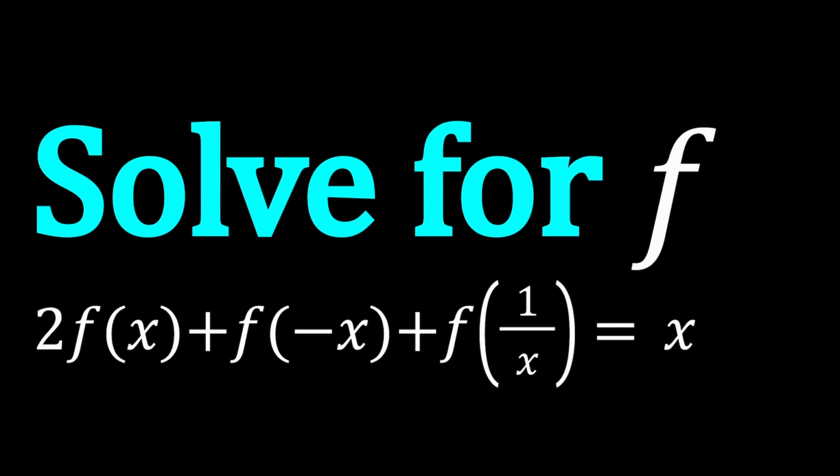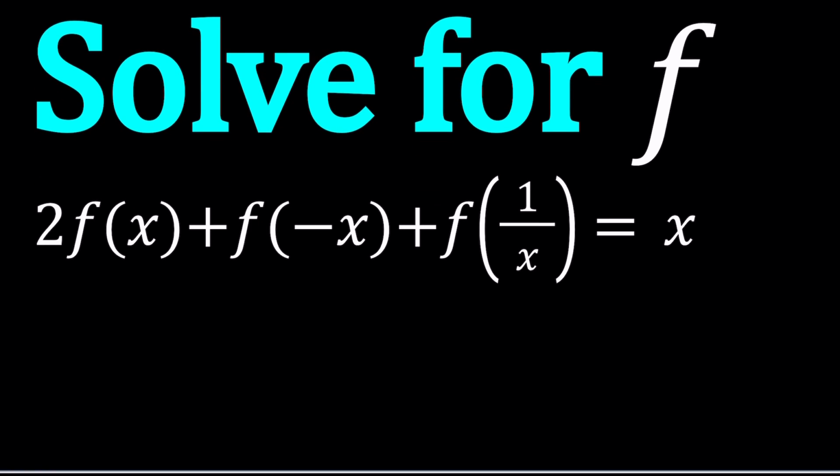Hello everyone. In this video we're going to be solving a functional equation. We have 2 times f of x plus f of negative x plus f of 1 over x equals x, and we're going to be solving for f. In other words, we're going to find an expression for f of x in terms of x. So let's see how we can solve a problem like this.